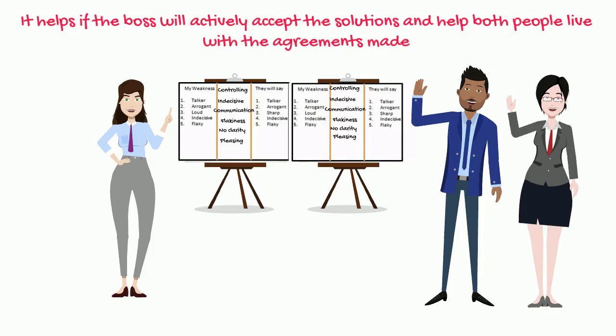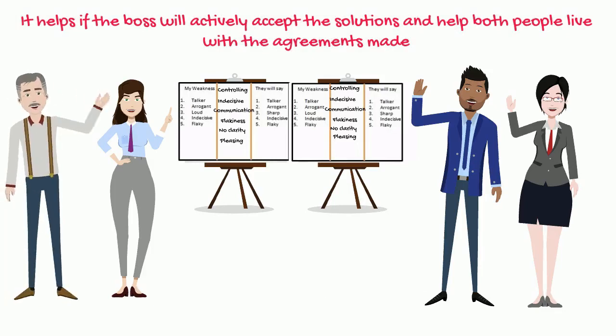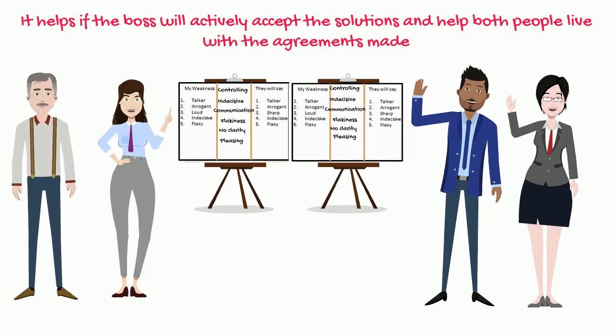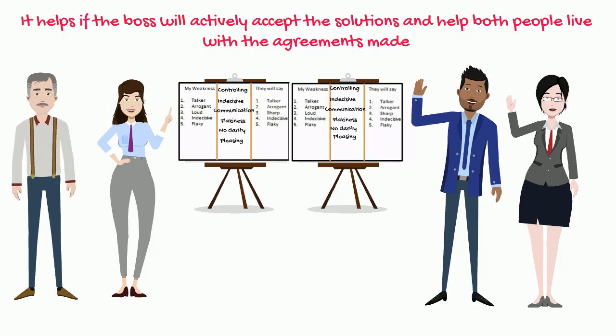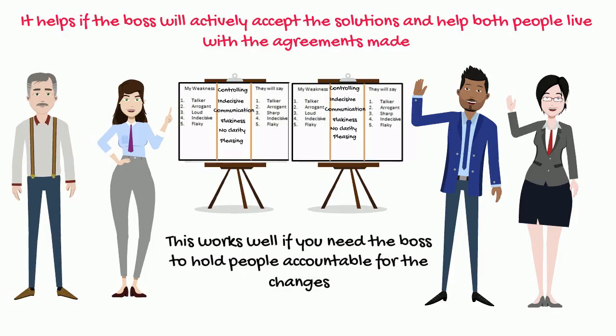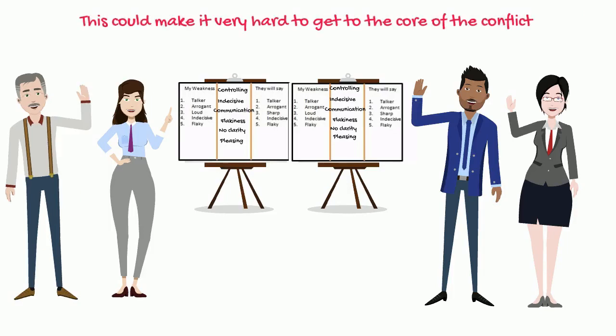It helps if the boss will actively accept the solutions and help both people live with the agreements made. To this end, sometimes we bring the boss of the two people in to participate in the analysis and add their views. This works well if you need the boss to hold people accountable for the details of the changes. But beware, this could make it very hard to get to the core of the conflict, especially if the boss is biased.